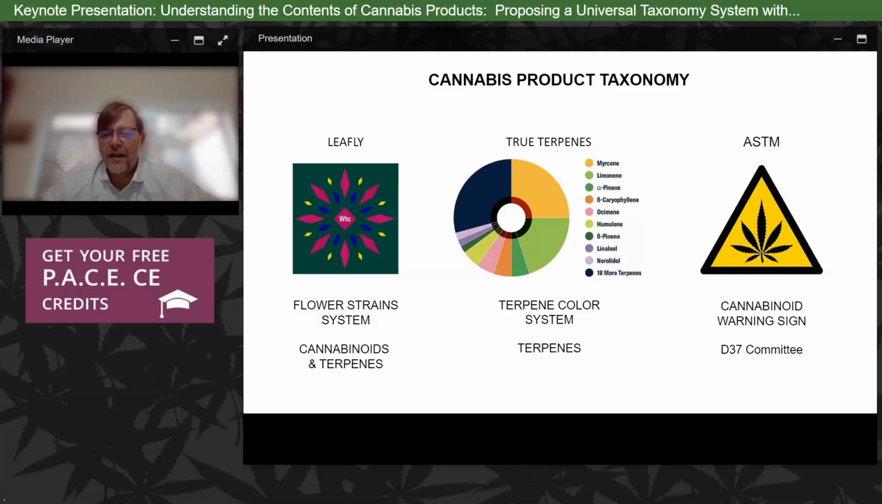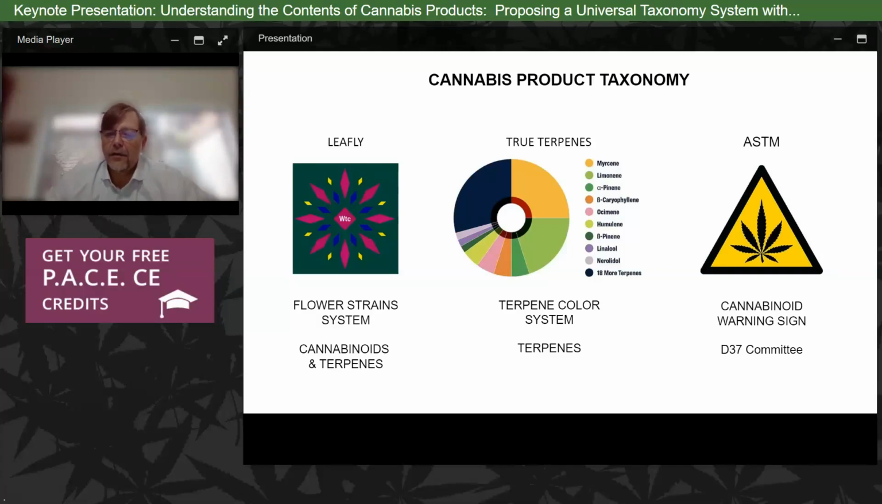True Terpenes and others have produced these color systems for the terpenes. There is a major international standardization body, ASTM, that is working on standardizing the processes, even standardizing the labeling of cannabinoids. This is a very welcome initiative that we highly support, myself personally too. And this is the first sign that has been produced, a cannabinoid warning sign. Now we need a synthetic cannabinoid warning sign.